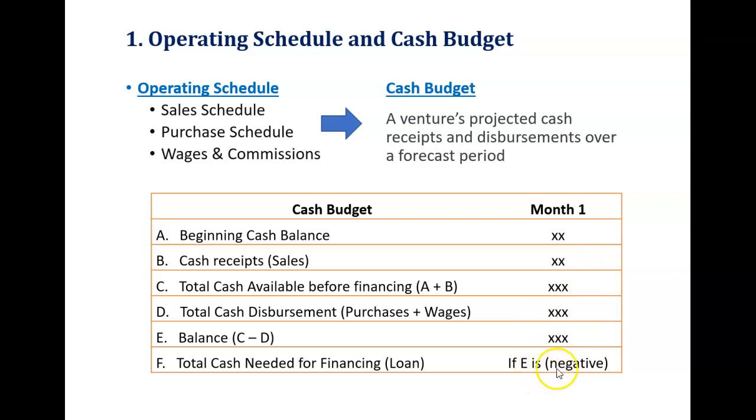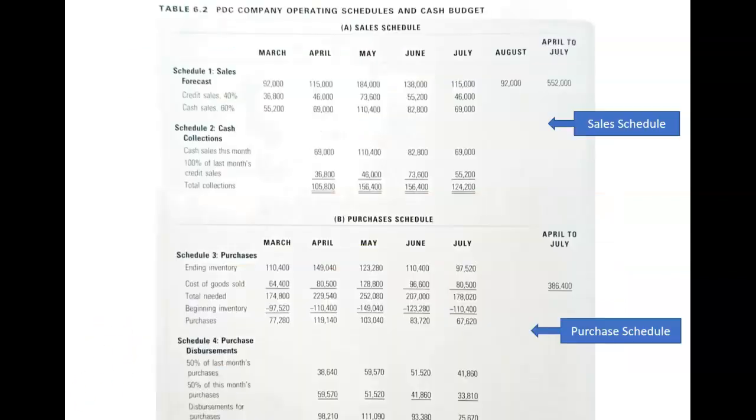If your balance is positive, that means you may not need any additional cash or loan. But if your balance, your E, is negative, that means this is where you will need cash for financing. That means you need to apply for a bank loan or investment from outside, from external funding. This is how you budget your cash. So this is an example of a statement for cash budget.